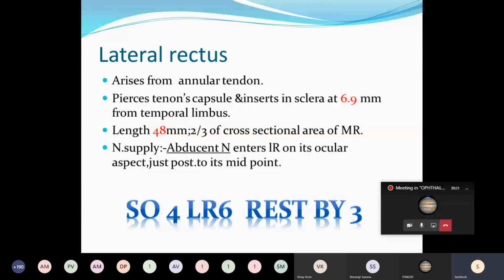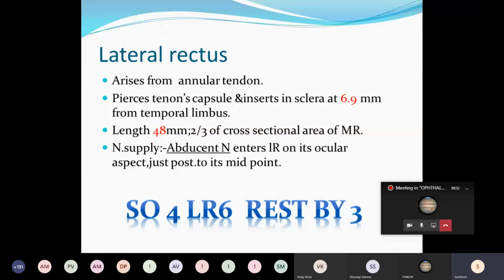Lateral rectus arises from the annular tendon, pierces the Tenon's capsule and inserts in the sclera at a distance of 6.9 millimeters from the temporal limbus. Length is around 48 millimeters. It is 2/3 of the cross-sectional area of the medial rectus. Nerve supply is from the abducens nerve. It enters the muscle on its ocular aspect just posterior to its midpoint.